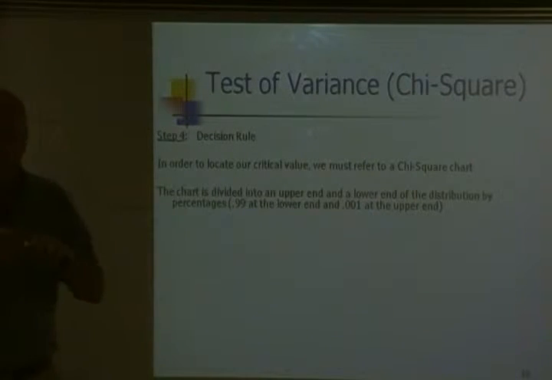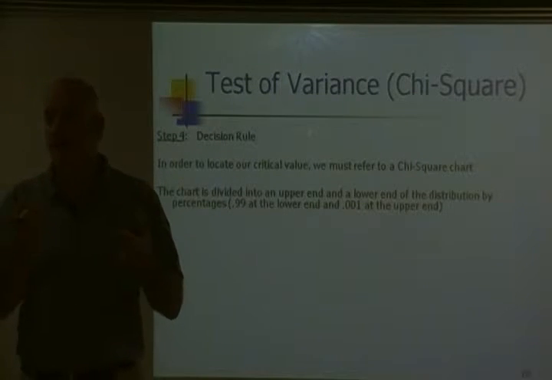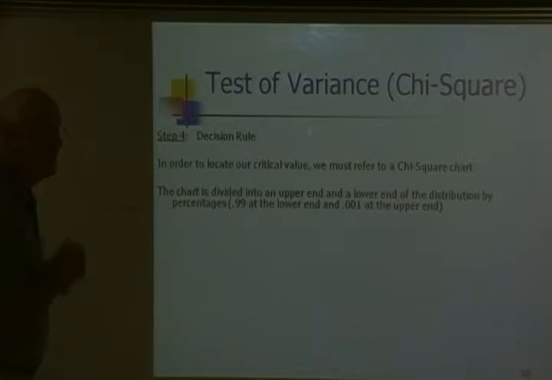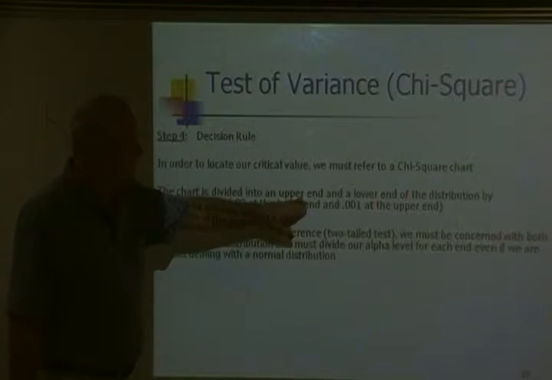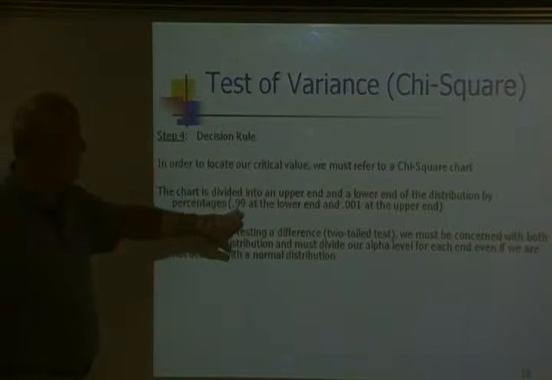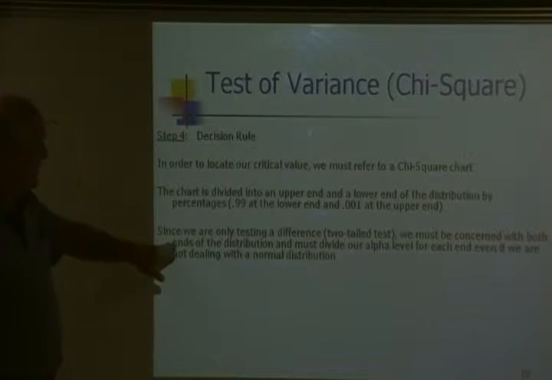Now, because of the name chi-square, there are going to be no negative numbers. Why? Because no matter what you have, you're going to square the value. So if you have a negative, it's going to be squared, it's going to be positive. So there are no negative numbers. So the low end of the distribution is going to be 0, and the upper end is going to be wherever it goes to. The lower end is going to be 0.99 and the upper end 0.01.